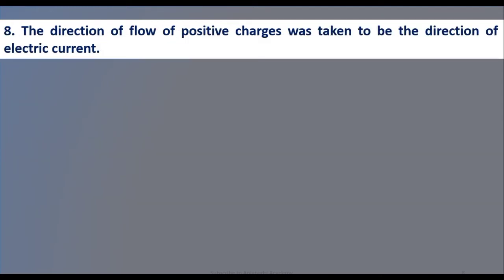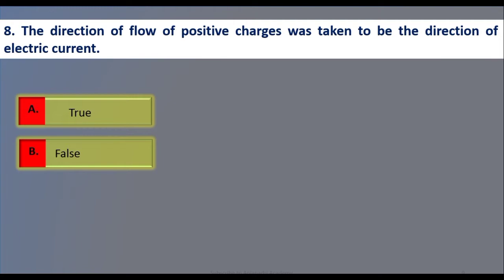The direction of flow of positive charges was taken to be the direction of electric current. Whether it is a true statement or false statement. Yes, the direction of flow of positive charges was taken to be the direction of electric current, that is opposite to the direction of electrons. Therefore, it is a true statement.